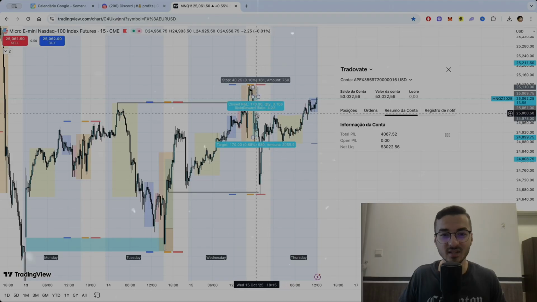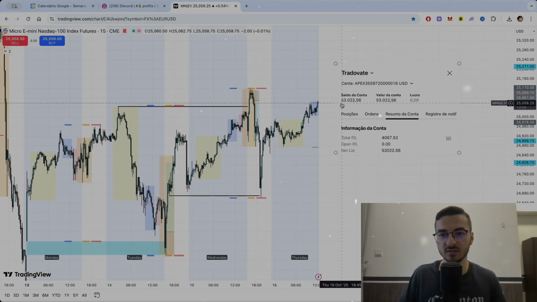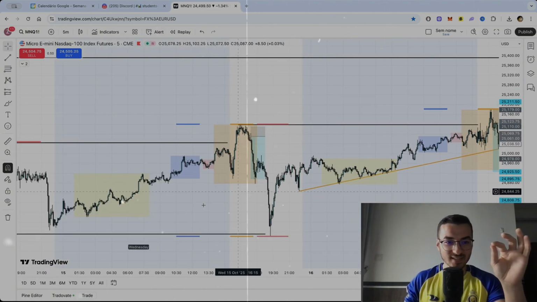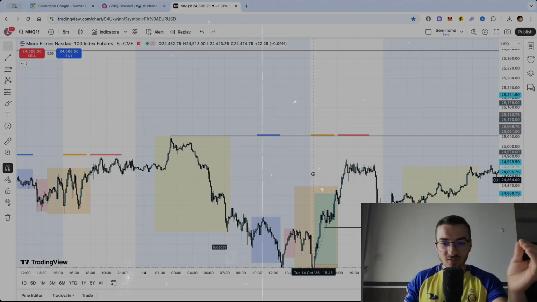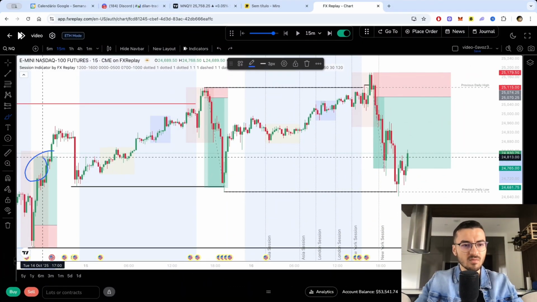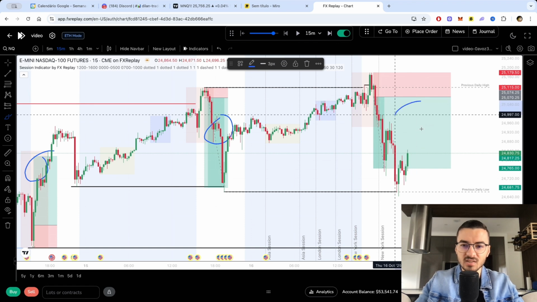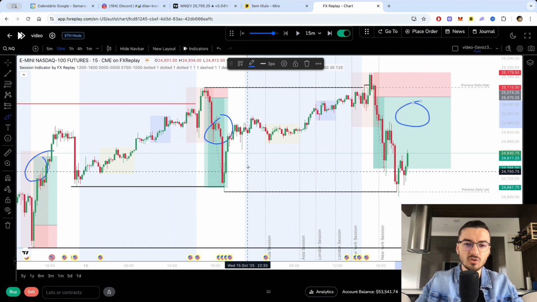This money could literally pay all my old rent, but no emotion. Day, another win, and the proof is right here, boys. 53,000. Win on Thursday, win on Wednesday, win on Tuesday. So this one made around 1K. This one passed me a challenge. This one passed me a challenge as well. Two funded accounts from the simple setup that I've just shown you.